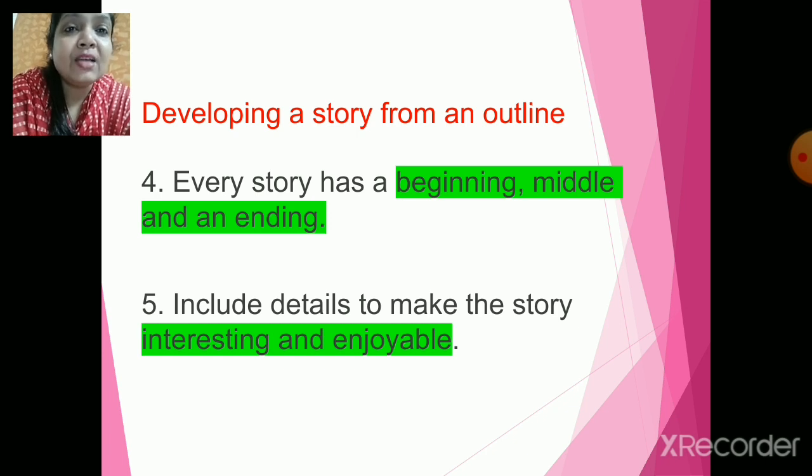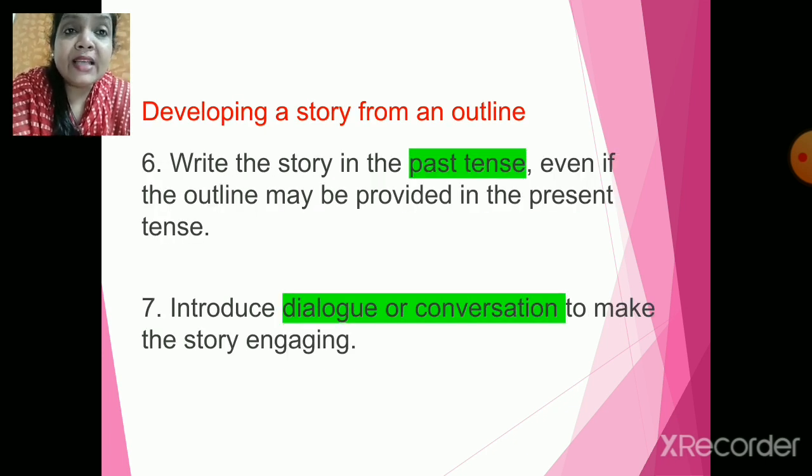Right, now let us come to the next one. Write the story in the past tense. Yes, children, make sure that you always write the story in the past tense only, even if the outline may be provided in the present tense. There might be a situation wherein your outline given by the teacher could be in the present tense, but don't worry. Even if it's in present tense, you have to make sure that you write the story in past tense only. Make sure, children, you write the story only in past tense. Right? Now, the next one.